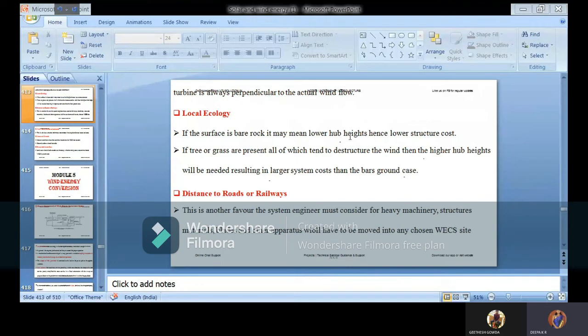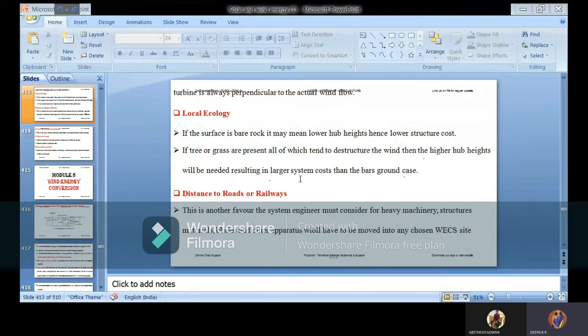Here are two cases. One is small scale, another one is large scale. So small scale, of course, you can go for bare rock. It may mean lower hub heights, means the height you're creating with a vertical support. Hub is the mid portion, right? So that height can be very small, and the structural cost will be less.